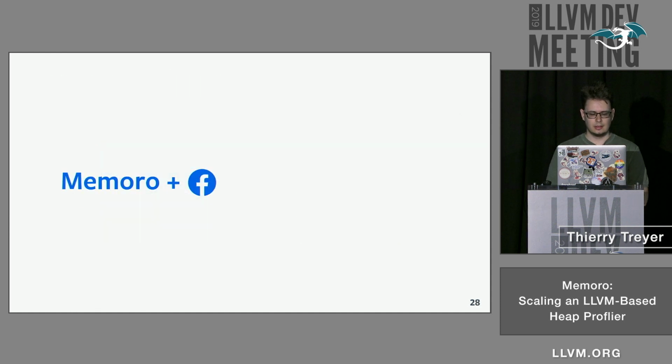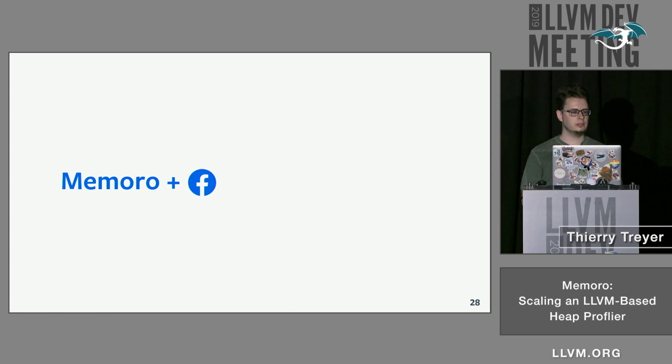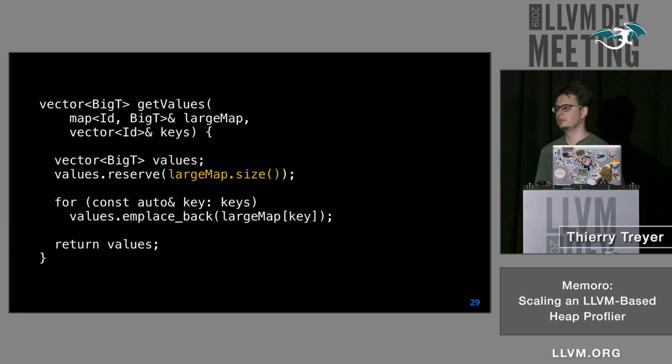All right. And doing that, we were able to run Memoro on the Facebook infrastructure and collect some great data. And going through all the data, we were able to highlight the bug we were having previously about the large memory allocation.